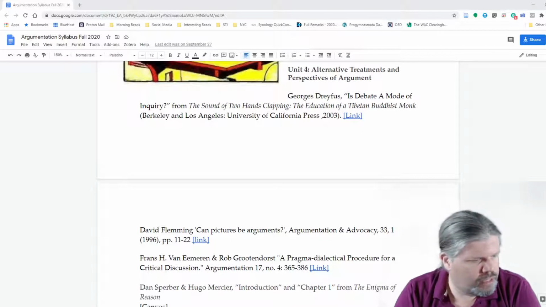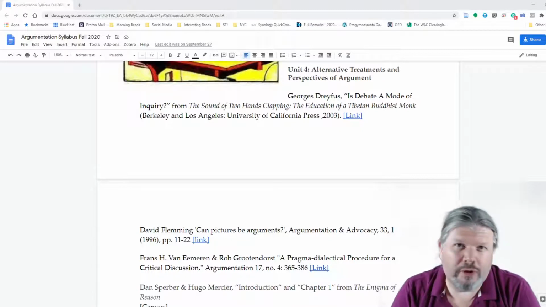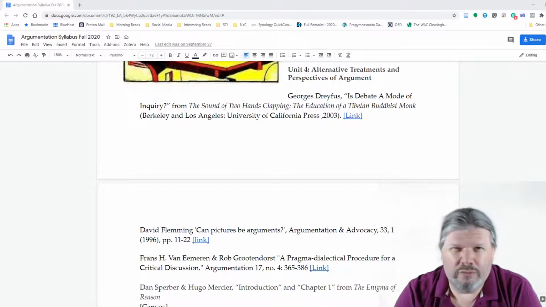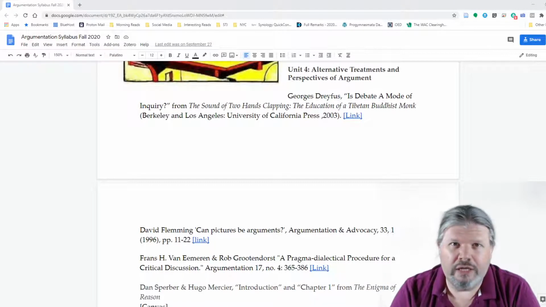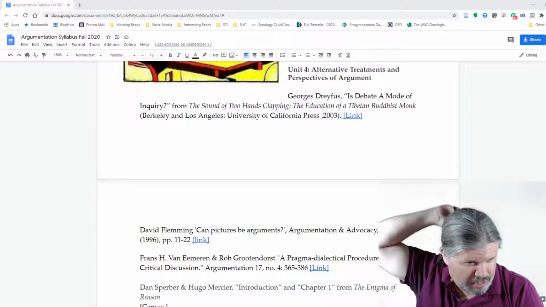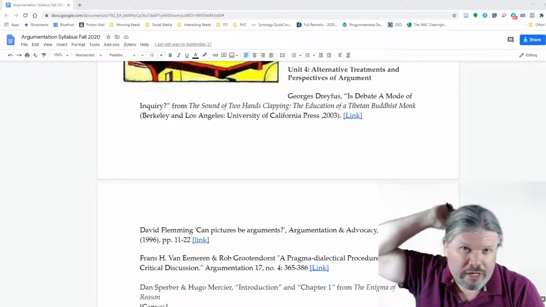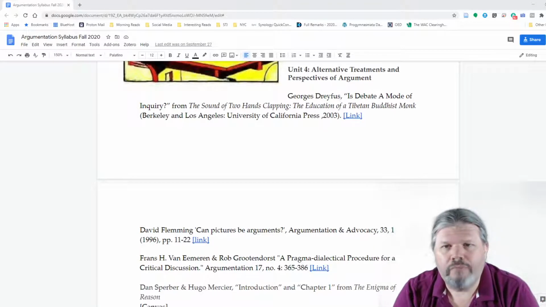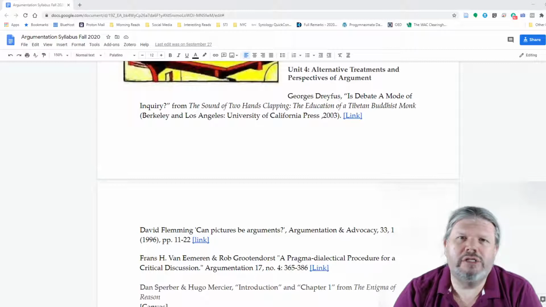Because Tibetan Buddhism is a religion that proselytizes. Buddhism proselytizes for the most part. Anything under Mahayana will proselytize, like you should be enlightened, you should meditate. And the people who do that, the monks and the priests and everybody else, they will try to get you in and teach. They really want to teach what Buddha said. So in this chapter, he talks about, is debate a mode of inquiry?